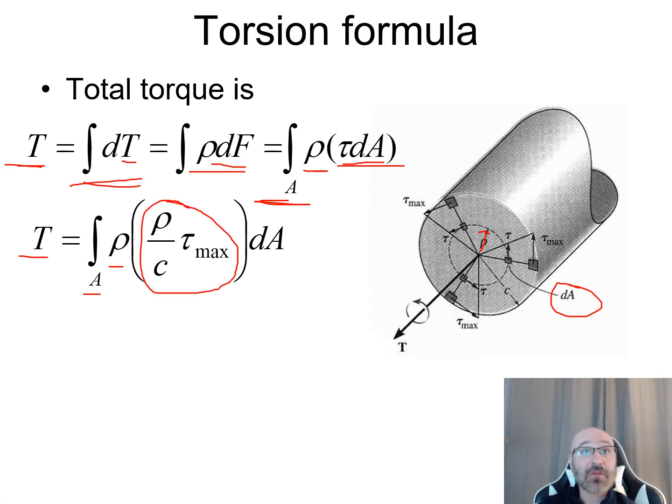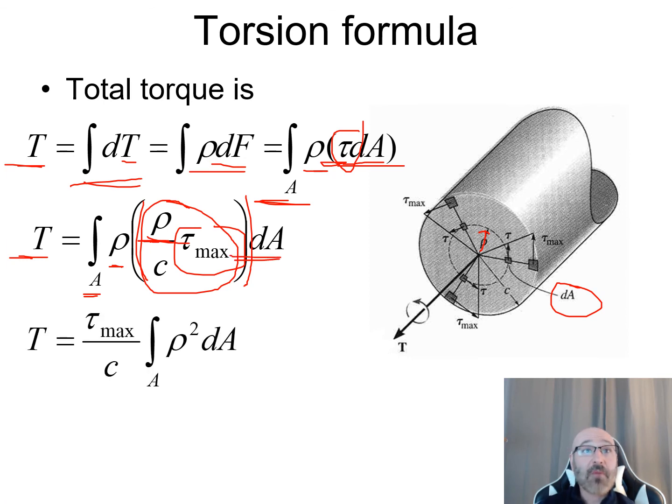We recall this information, that tau is equal to our rho over c times our tau max. So all we've done here is replace our shear stress with this relationship that we showed earlier, and that's still with respect to dA. So torque is equal to the integral over area of rho times rho over c tau max, dA. So we can pull out our constants. Well, our tau max over c is a constant. We can pull that out front of the integral. We say that our total torque is equal to tau max over c times the integral over the area of rho squared dA.